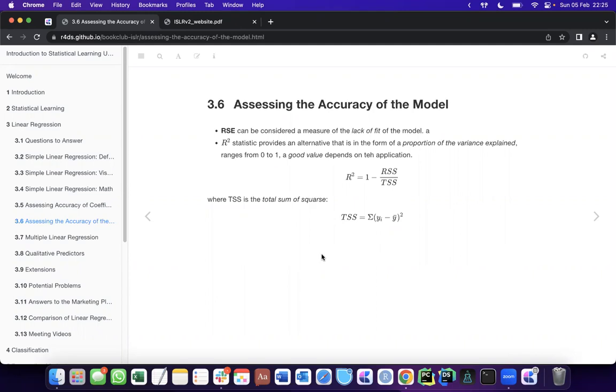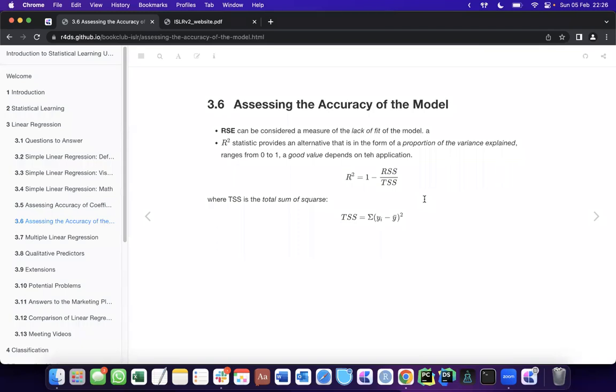And then we can compute this residual standard error, using it as an estimate of the standard deviation of that error term. So we can think of that as the average amount that our observed observations deviate from that true regression line. And it's called a lack of fit of the model. So it's saying, does this model fit very well? How far are those distances?